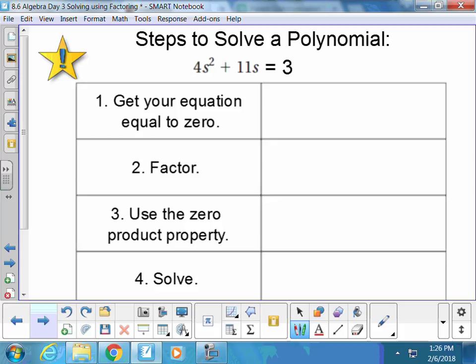So first things first, are we set equal to 0 right now in the original problem? So we have to subtract that 3 just to get the 3 over with the other numbers. Okay, so it'll be a -3 minus 3, giving us 4s squared plus 11s minus 3, because you cannot combine the 11s with a 3. They're not like terms. Now we could use factoring. What method?